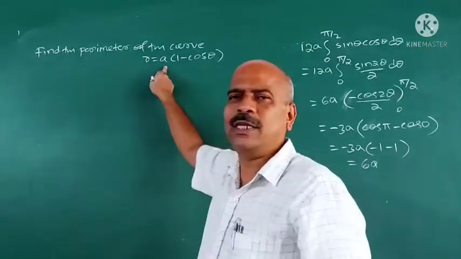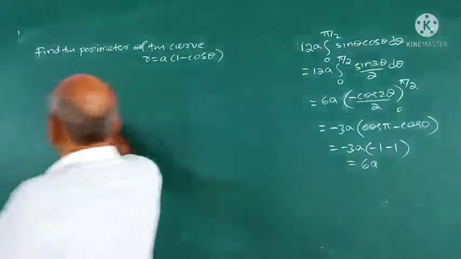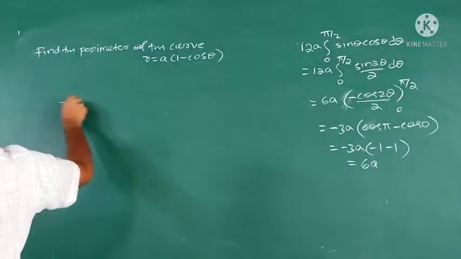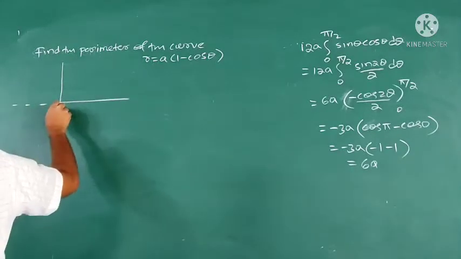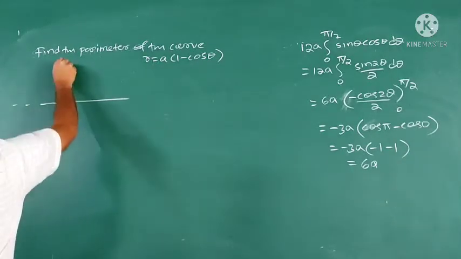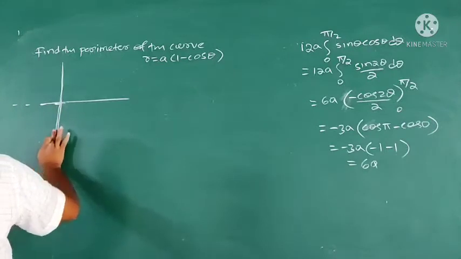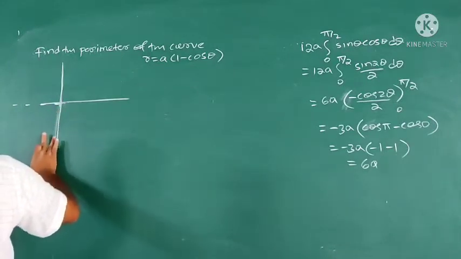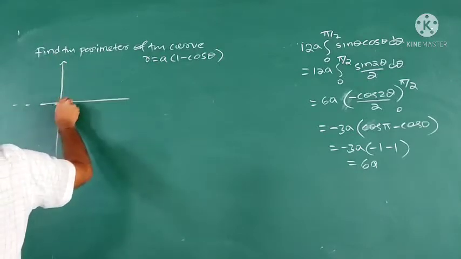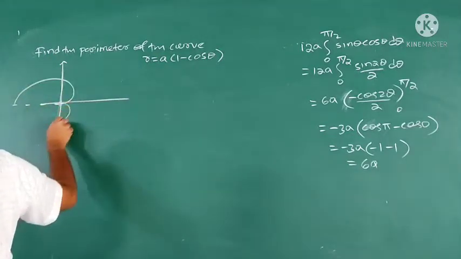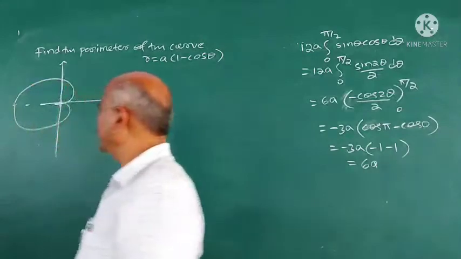And this is the second one. r is a into 1 minus cos theta. What is the shape of the curve? I take the initial line. Theta is pi by 2. This line is theta is equal to pi. Now, yes, it is theta is pi by 2. Now the cardioid is like this. The shape of the cardioid is like this.